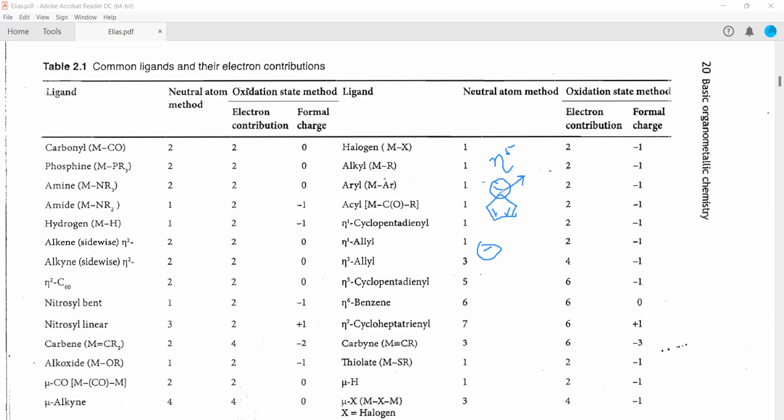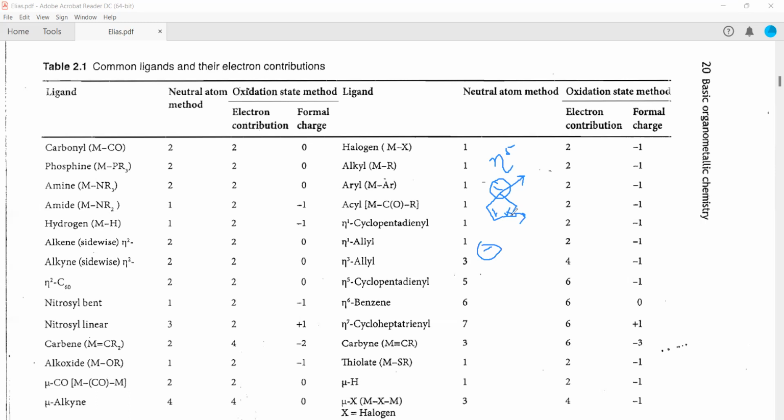When eta 3 is given, it means 1 from the negative type and 2 from one pi bond. So it will act similar to an L plus X ligand with a hapticity of 3. When it is eta 5, we already know, right? It will be L2X type, and you can count that accordingly. Eta 6 benzene we already saw. It is a neutral ligand, hence the electron count will be the same for both the methods. It is 6. Carbyne: carbyne is -3, right? The formal charge here is -3, and hence by the neutral atom method it will be 3 electron contribution, and by the oxidation state method it will be 3 into 2, that is 6.